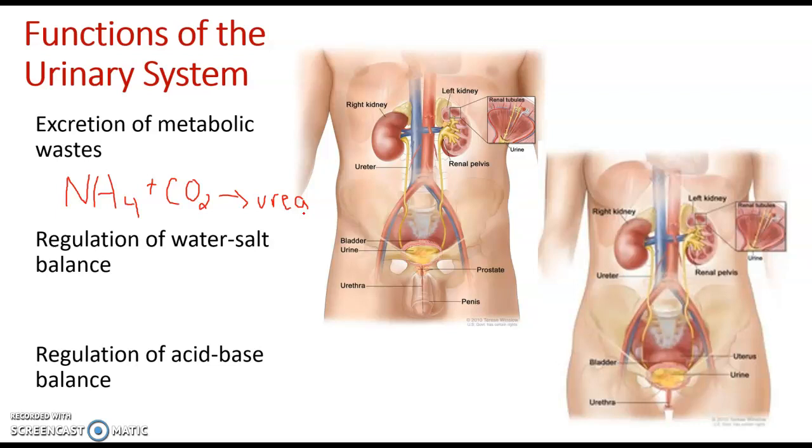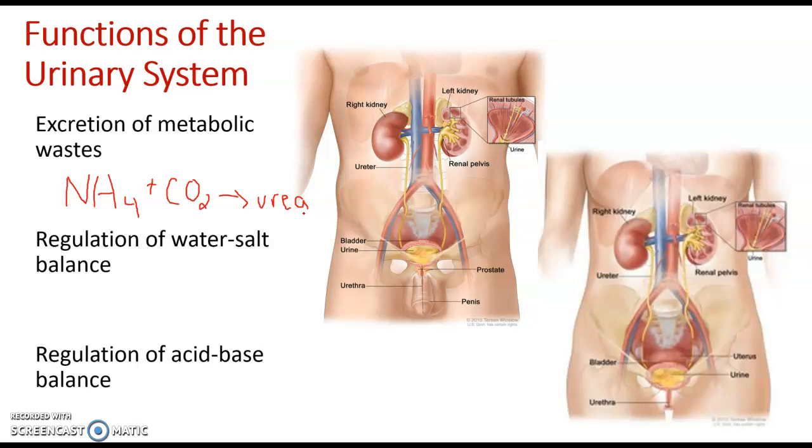The body also will make a substance called uric acid when it is processing nucleotides. And nucleotides we haven't seen yet. We'll see those as the building blocks of our DNA and our RNA. But just like amino acids, nucleotides are largely made out of nitrogen. So both of these nitrogen-based substances will be filtered out of the blood and excreted or gotten rid of by the urinary system.